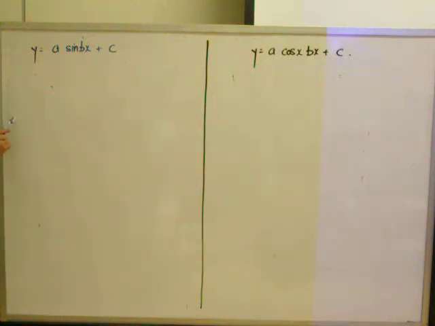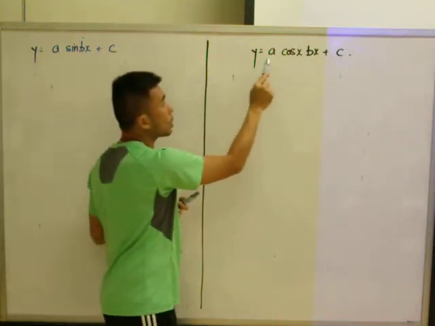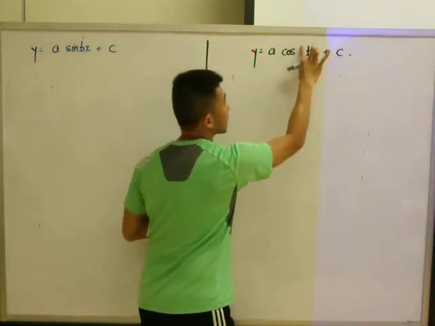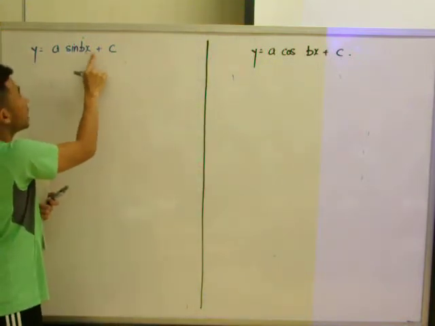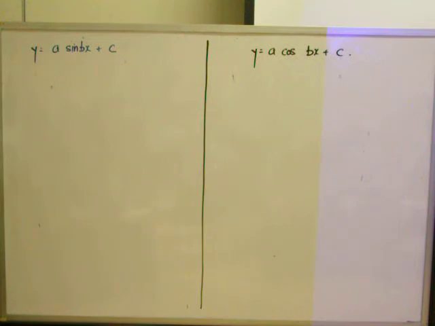Okay? All your trigo graphs can be generalized into this form. Either y equals a sine bx plus c, or y equals a cosine bx plus c. What exactly is this a, b, and c? Now I'm going to tell you the definition.